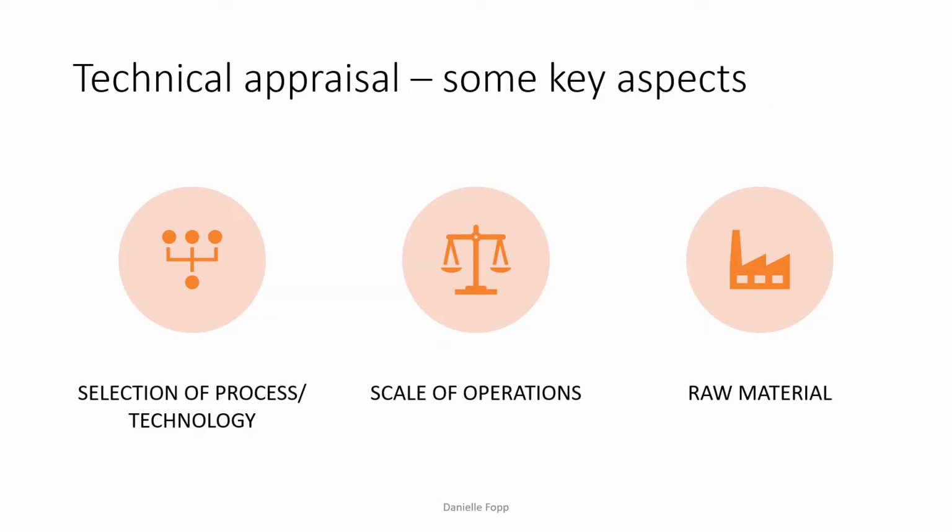Let's take a look at some key aspects of the technical appraisal. So we have the selection of the process or the technology to be used in the project. For manufacturing a product, we know that there's generally more than one process or technology which may be available to achieve the same outcome. For example, steel can be manufactured either by the Bessemer process or by the open hearth process. Cement can be manufactured either by the wet or the dry process.